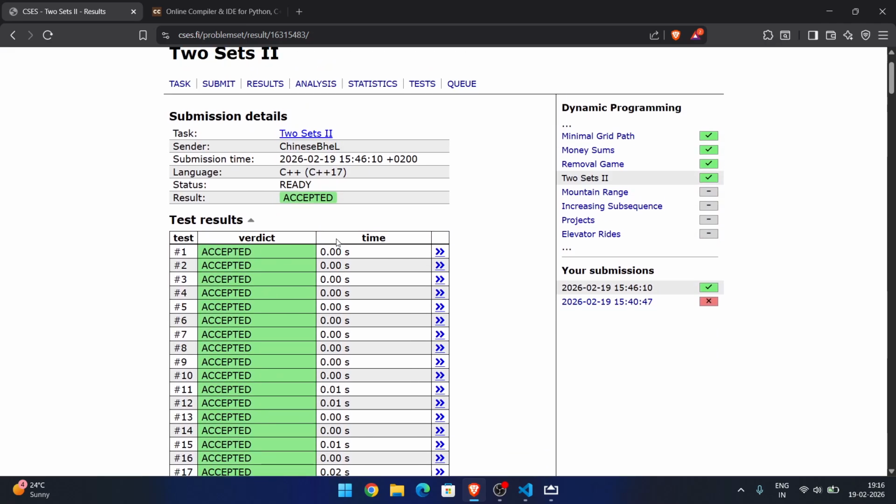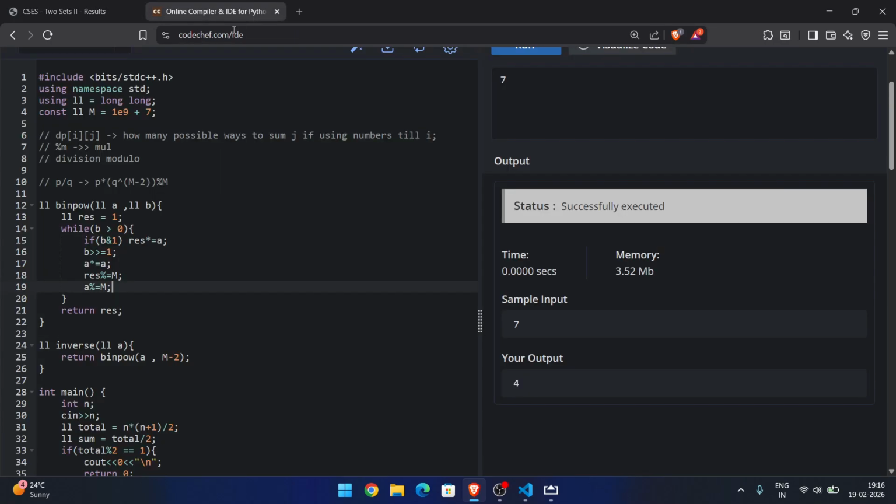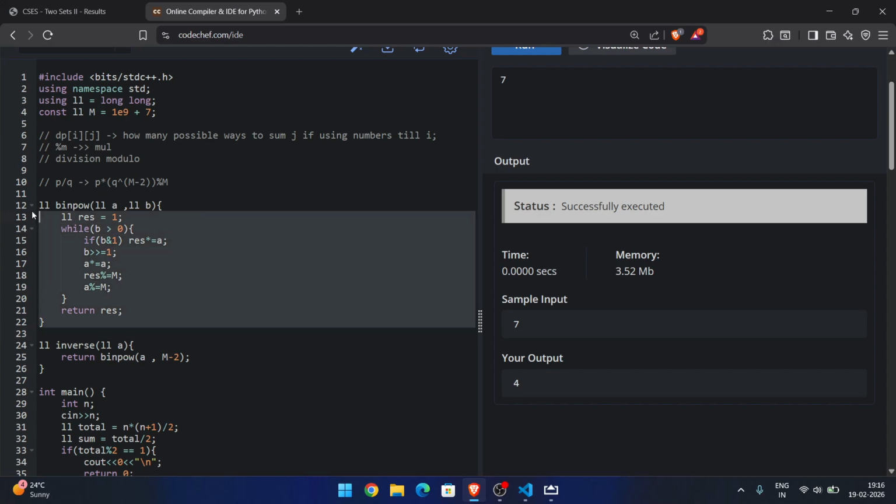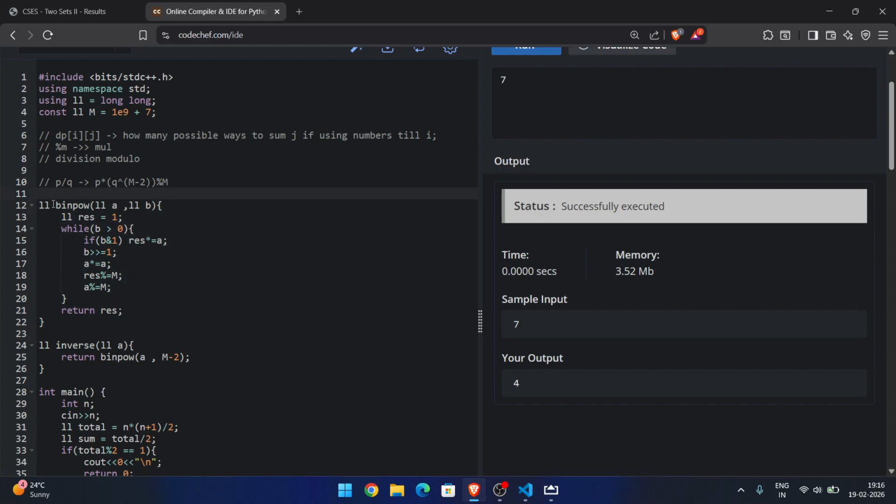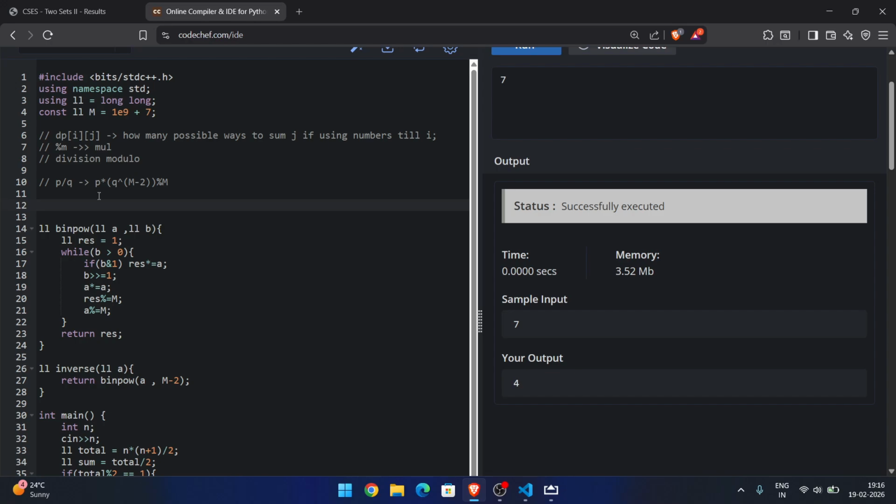As you can see, we got accepted. So that was it. This is fast exponentiation. I don't know what the technique is called, but in this you treat the b in bits. Suppose the b is in binary, it's something like this. So for each bit, we just multiply and increase the a. I think you should know this. This is a must.